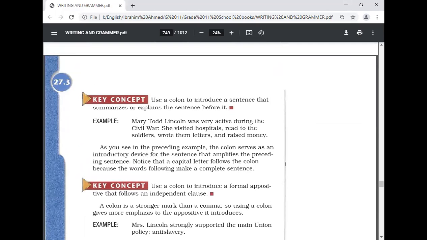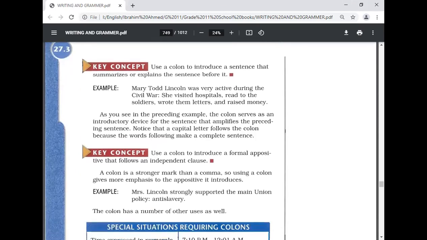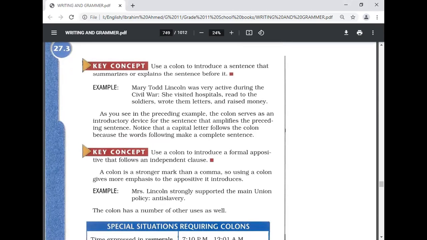Again, use a colon to introduce a sentence that summarizes or explains the sentence before it. As you see in the preceding example, the colon serves as an introductory device for the sentence that amplifies the preceding sentence. Notice that a capital letter followed the colon. Here, she begins with a capital letter before the words following make a complete sentence. She visited hospitals, read to the soldiers. Here, this is a sentence. We have a subject and a verb.